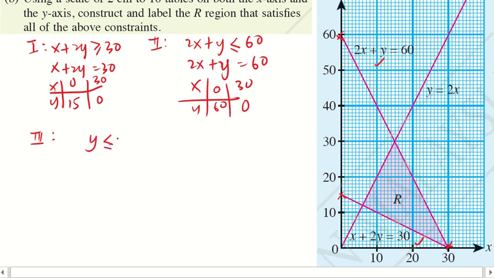y less or equal to 2x. Y equal to 2x. When x is 0, y is 0. Then another one, choose x equal to 30, y equal to 2 times 30, which is 60. So the point is 30, 60. Then you extend, so you get the third line. So we are almost done for the questions already.